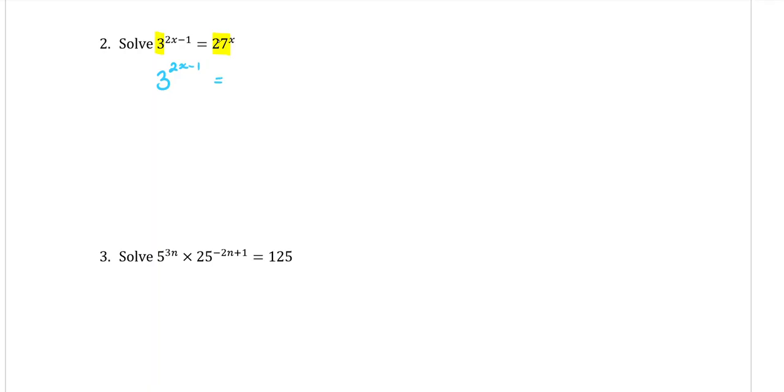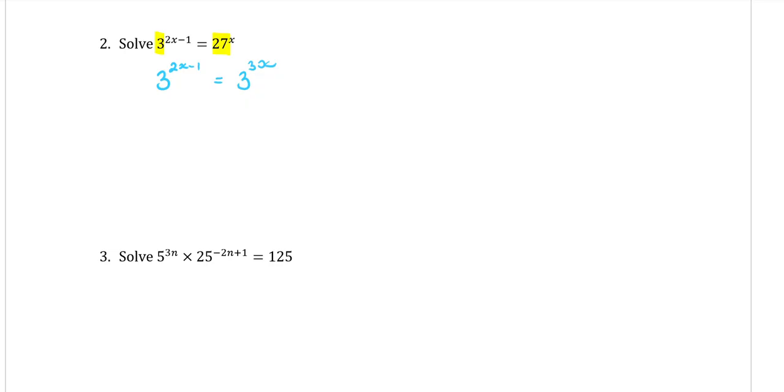The 27 can also be written with a base of 3. 27 is 3 to the power of 3, and then that is all to the power of x. Now, technically, that is how you could write it, but with all the brackets in there, it does tend to look a little bit confusing. So we tend to just put 3 to the power of 3 for the 27, and you're multiplying the 3 on the power with the x, so it's 3 to the power of 3x. Just looks a little bit nicer.